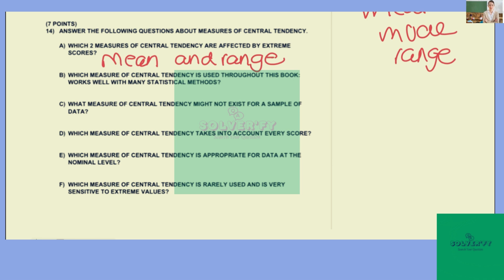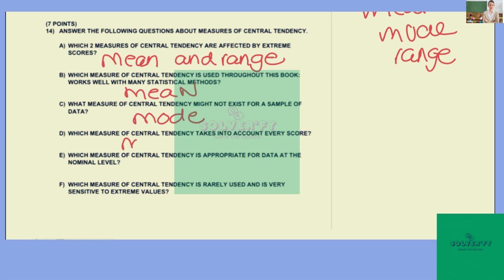What is used throughout this book? I do not know what this book is, and I was not given it, but the most widely used central tendency measure is the mean. Which measure might not exist? That would be the mode. Since the mode is the most frequent, if there's not a data value that occurs more than once, there's not going to be a mode.